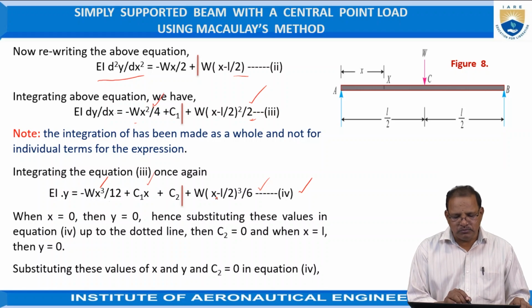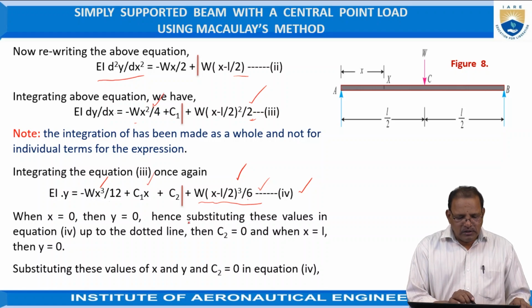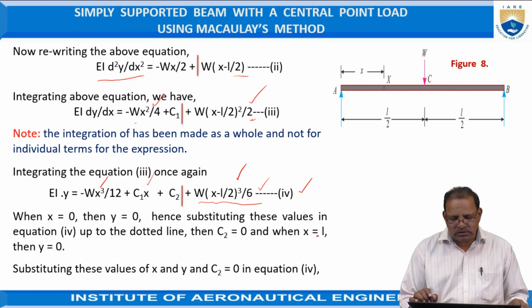When x is equal to 0 means 0 minus L by 2 whole cube by 6 is there now. That is from this equation, so when x is equal to 0, when you are putting, finally we are getting y is also equal to 0 now. Substituting these values in equation number 1, we got C2 is equal to 0 now. And when x is equal to L, again y is equal to 0.